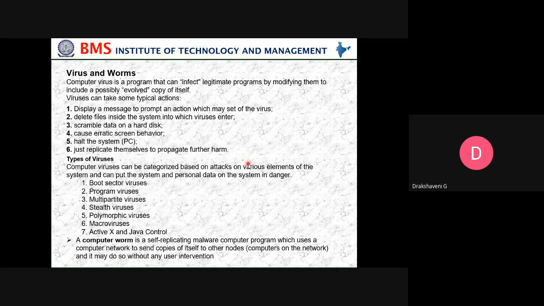A computer worm is a self-replicating malware computer program which uses a computer network to send copies of itself to other nodes, and it may do so without any user intervention. So what is a computer worm? It is self-replicating, which means it replicates itself. It is a malware computer program which uses a computer network to send copies of itself to other nodes, computers on the network, and it may do so without any user intervention.